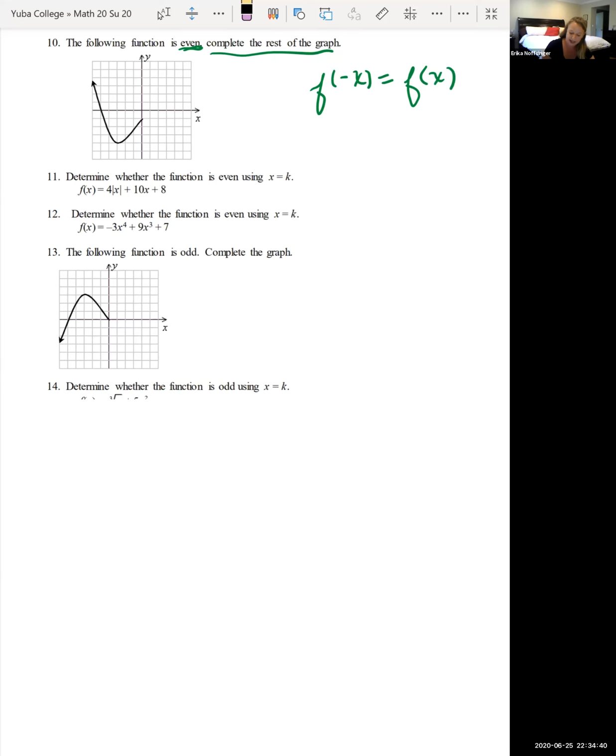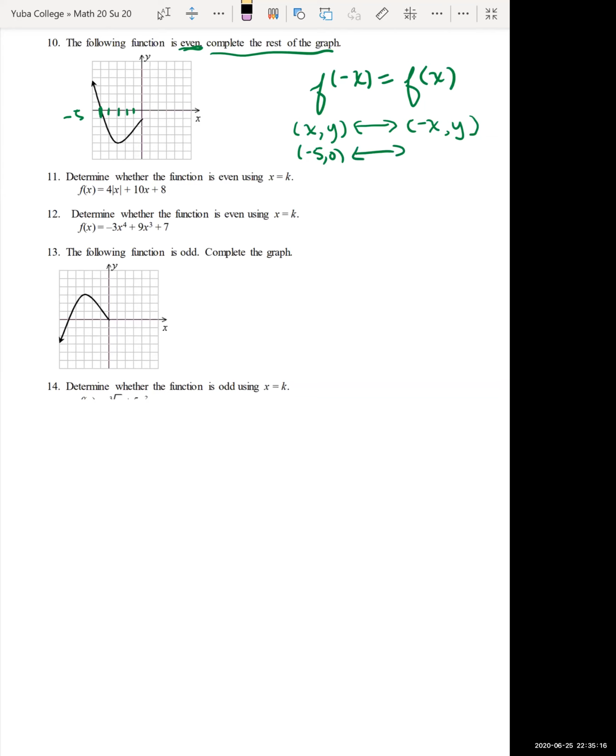Okay, so that's basically saying that if I have some point (x, y) on the graph, then I also know that (-x, y), same y value, is also a point on the graph. And so from here, I can just choose points from my graph and get other points that have to be on there. So let me count. It looks like it's crossing the x-axis at (-5, 0). And so I notice I have a point at (-5, 0). And so by my rule, then (5, 0) is also a point on my graph.